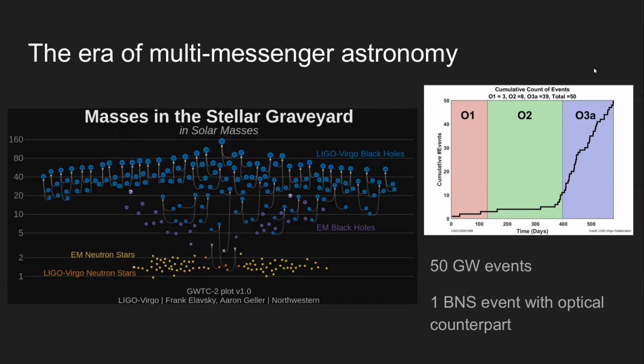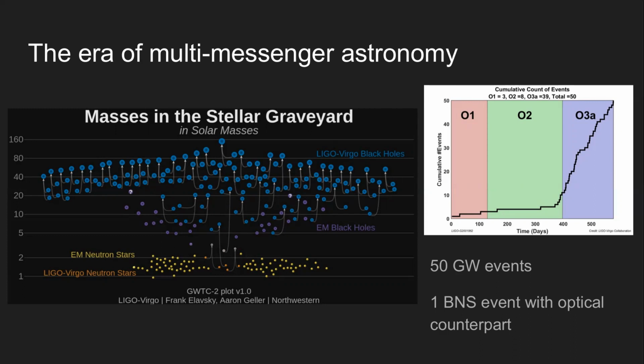Already with the first part of the O3 data release, we have dramatically increased the number of detected events. And soon O3b is expected to release another order 30, 40 events. So we are starting to have quite a large sample of black holes, and not only.